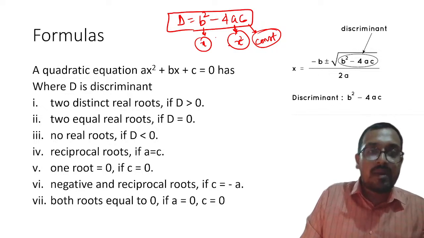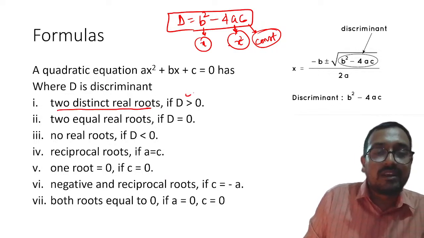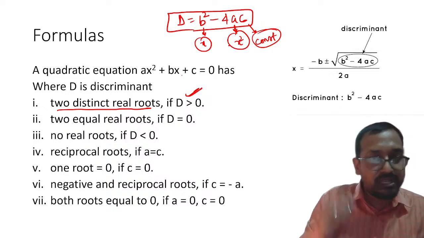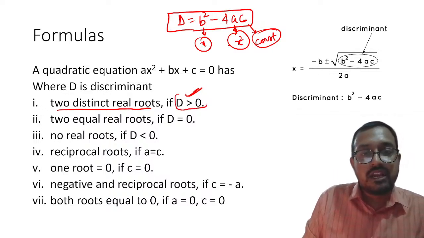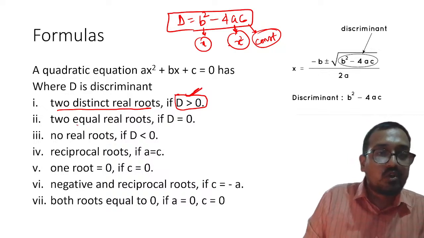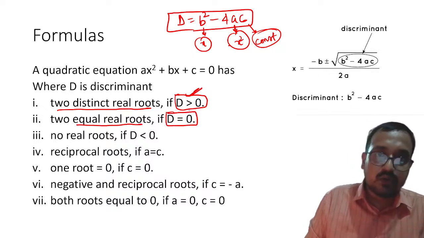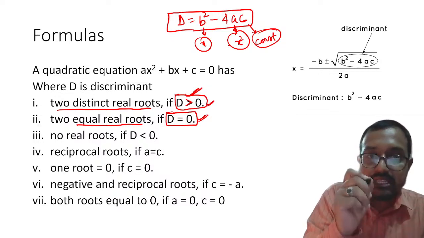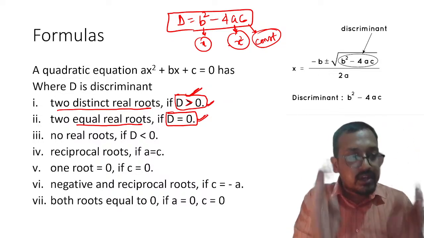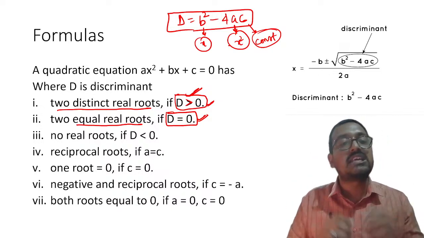Understood? Now my dear students, please remember, for two distinct real roots, D should be greater than 0. For two equal real roots, D is equal to 0. D must be greater than 0, D must be equal to 0. So please remember these cases, because one of the questions which we are going to solve is based on these basic equations.